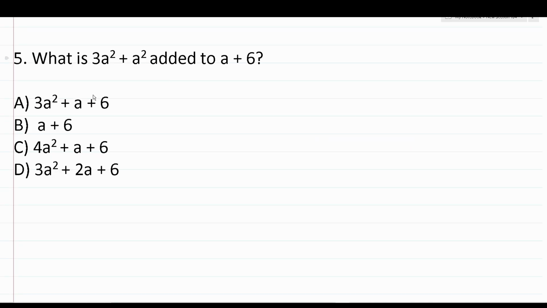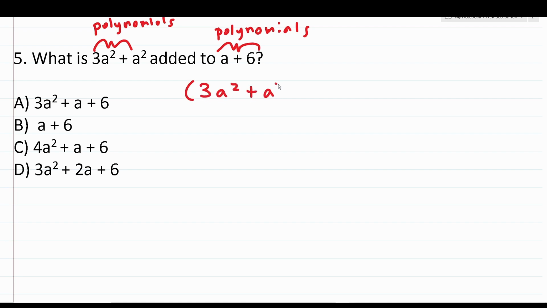All right, so number 5 says, what is 3a squared plus a squared added to a plus 6? In case it's not obvious, you're being asked to add two polynomials together. This 3a squared plus a squared is one of our polynomials, and this a plus 6 is one of our other polynomials. So if it's helpful, you can add these using parentheses like this, 3a squared plus a squared.